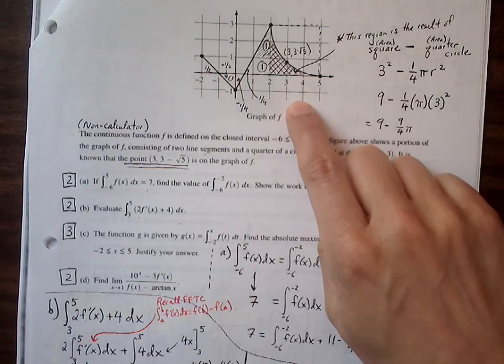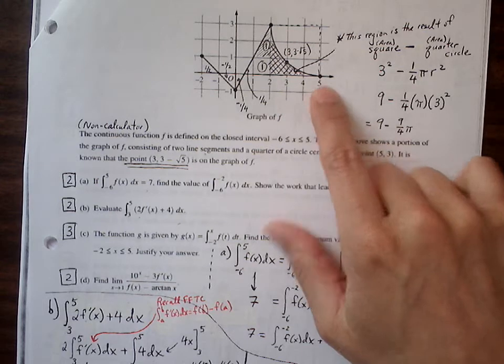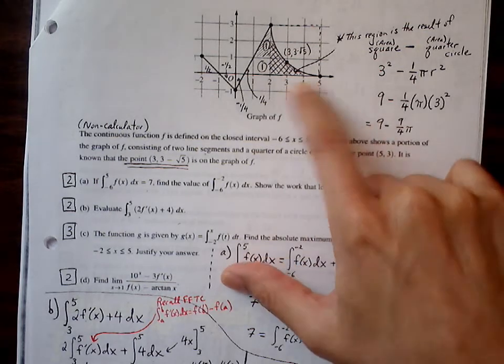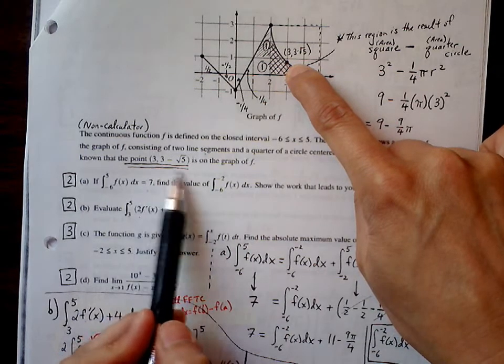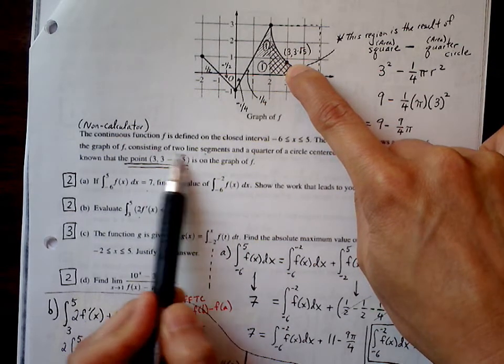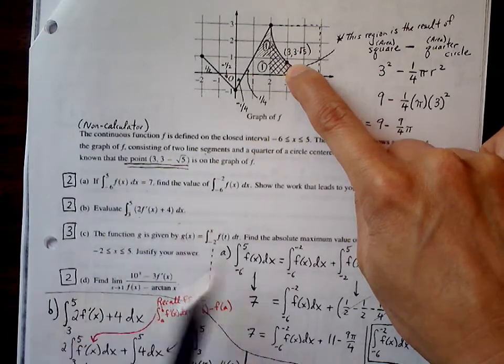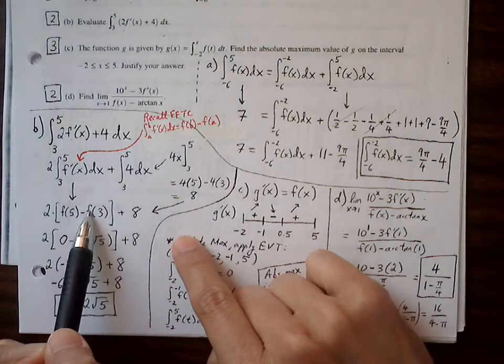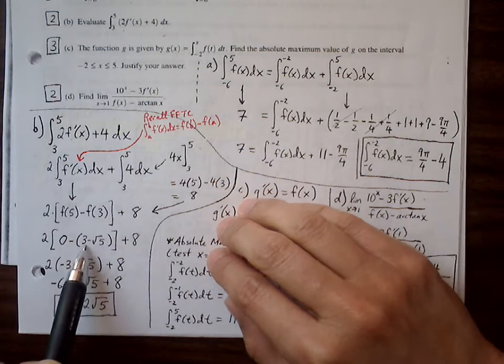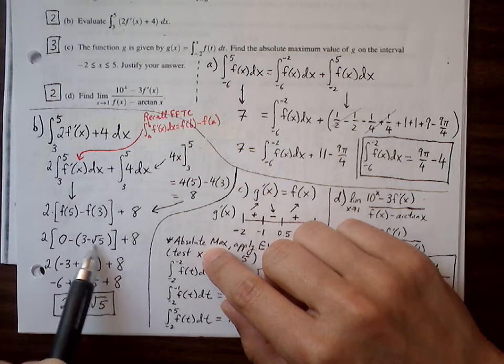So to find f of 5 and f of 3, we just locate the ordered pair. So f of 5 is 0, and f of 3 is hard to pinpoint, but we are given that information, so we can use that y value, 3 minus root 5. So we plug that in. F of 5 minus f of 3 is equal to 0 minus parentheses 3 minus root 5.